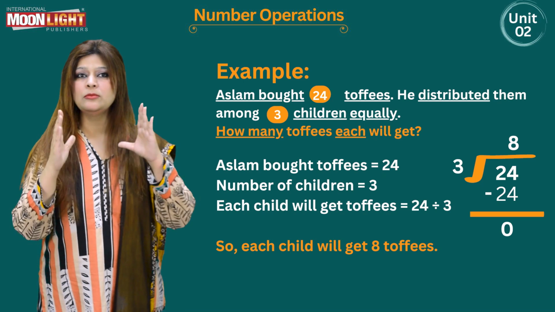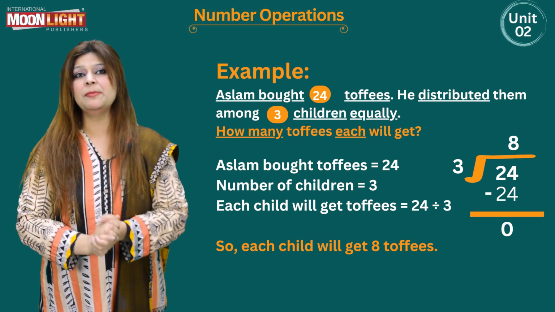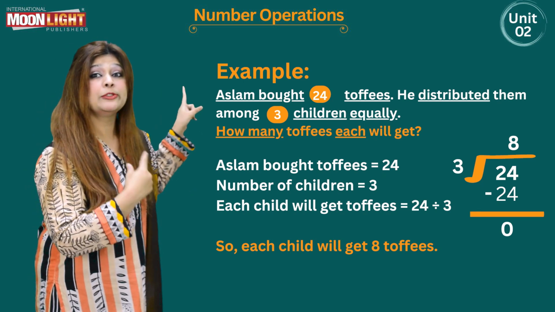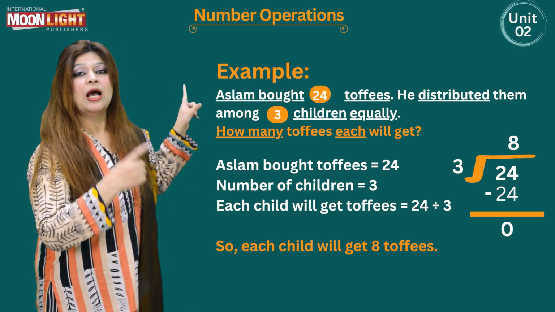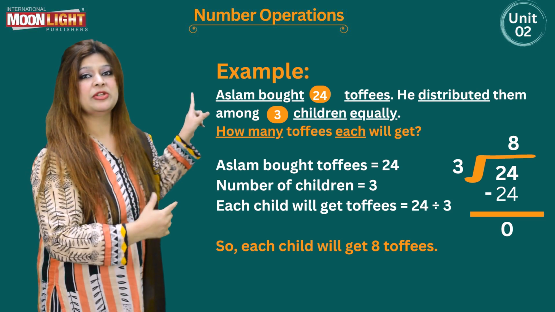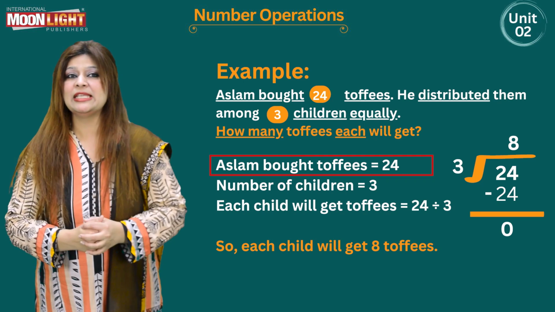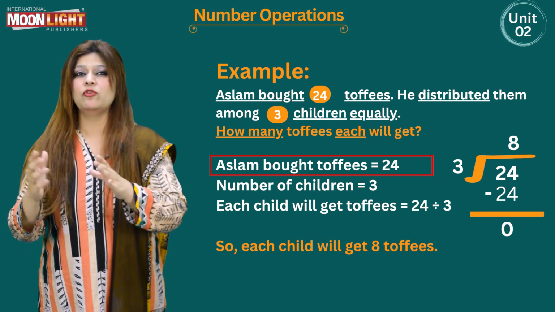Now, here, I'm going to rephrase the statements. So, first thing you need to check the first sentence. Aslam bought 24 toffees. So, I will write it like this. Aslam bought toffees is equal to 24.